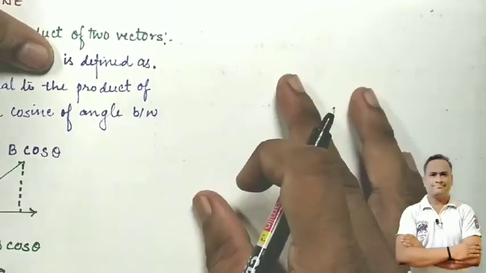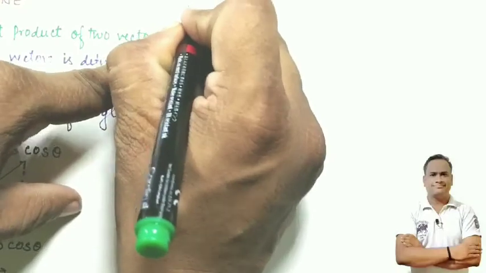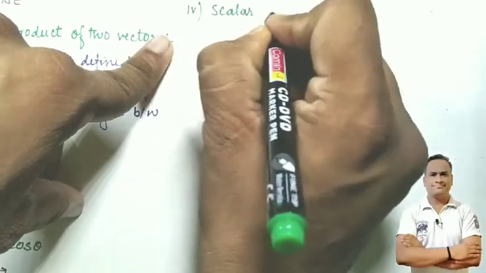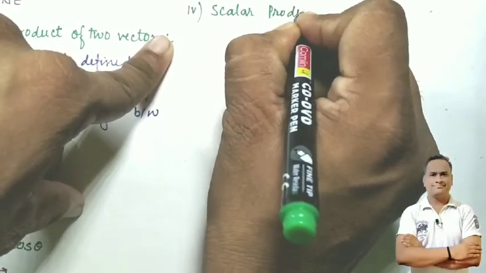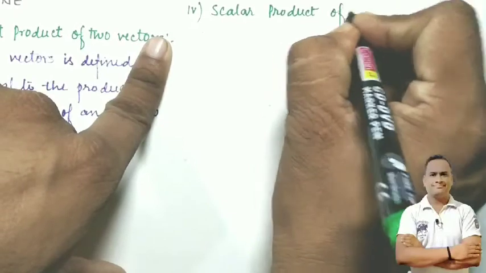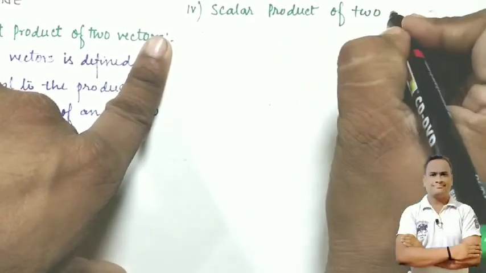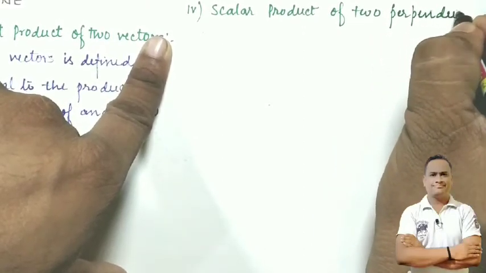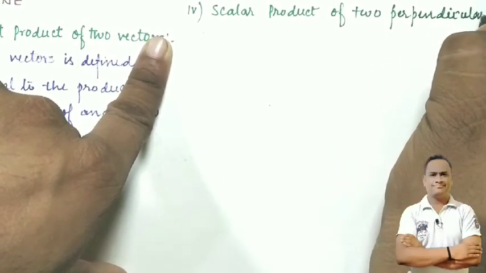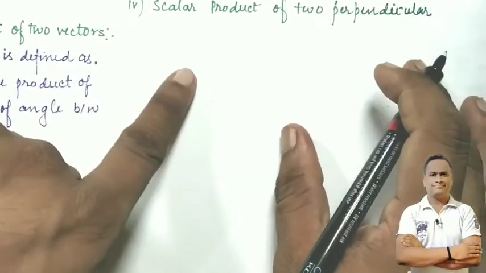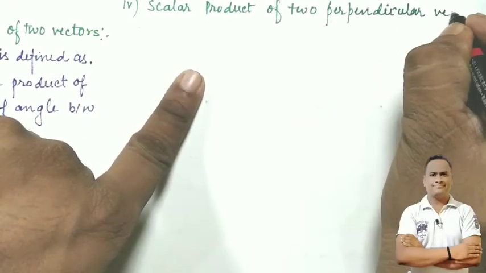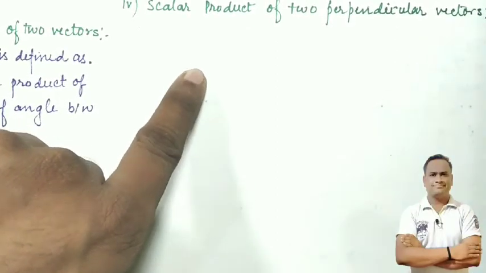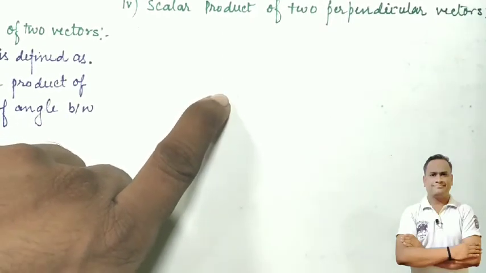Now let's move towards the next property of the scalar product. The fourth property is the scalar product of two perpendicular vectors. So students, if someone says that sir, if the two vectors are perpendicular, then how will we calculate their dot product?